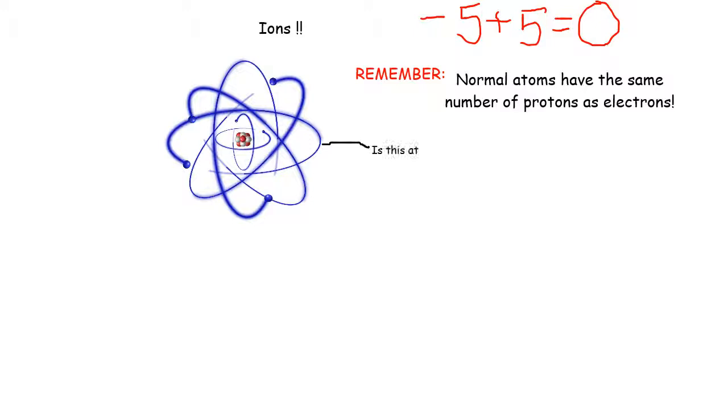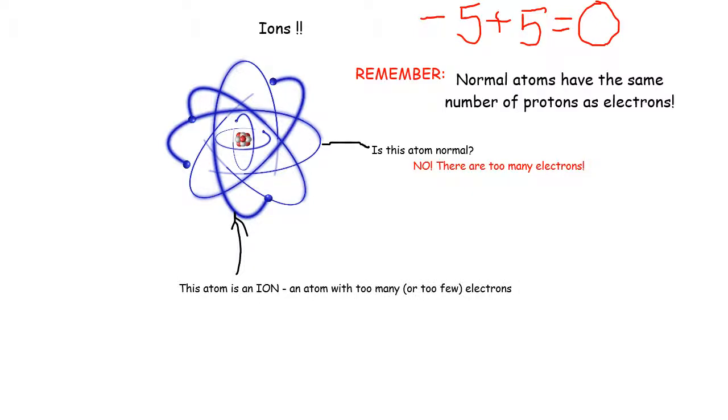The net charge is 0. Question though, is this atom normal? Think about that for a second. No. If you look at it, there are too many electrons. This atom is an ion. An atom with too many or too few electrons.